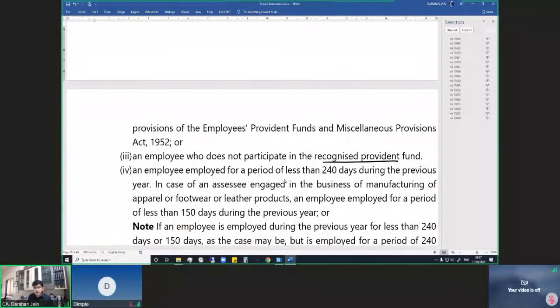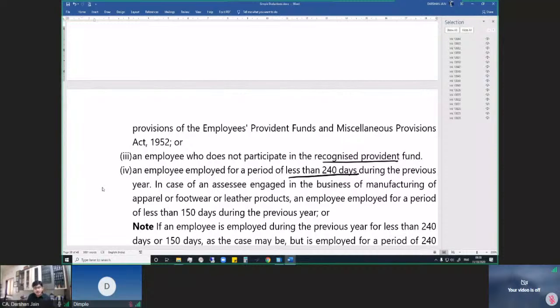Employees employed for a period of less than 240 days. So if an employee is employed on the last day of the financial year, there would be an increase. But if he is employed for less than 240 days, he should be excluded. Fair enough, because otherwise people would plan the number of employees that have increased. The number of employees would really increase only if the particular employee is there in the organization for at least 240 days during the previous year.